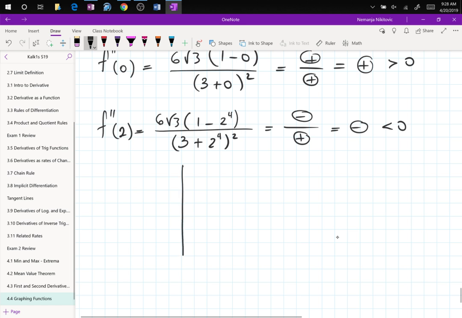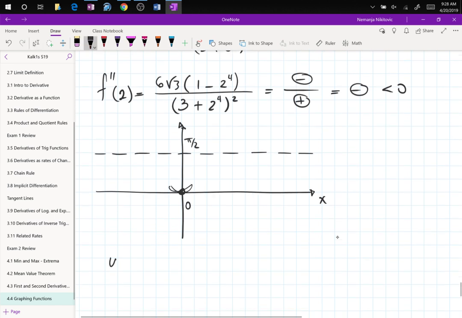Okay, so we have at pi over 2. Pi over 2 is about 1.5, right? So I'm going to have an asymptote at pi over 2. We are going to have a minimum at 0, 0, which means it gets a smiley there.